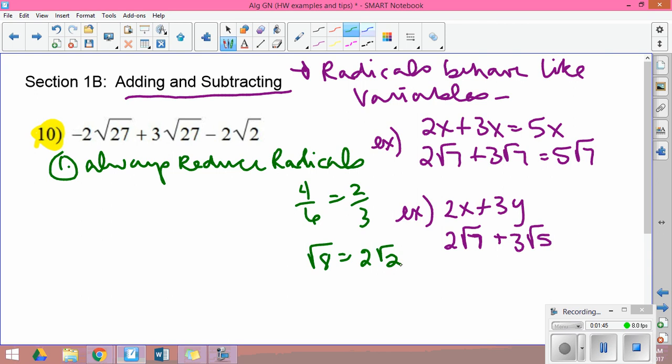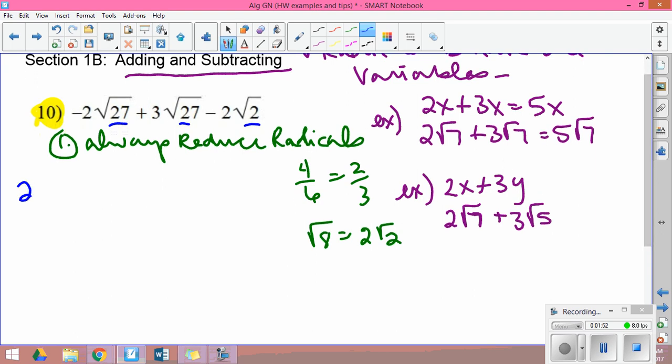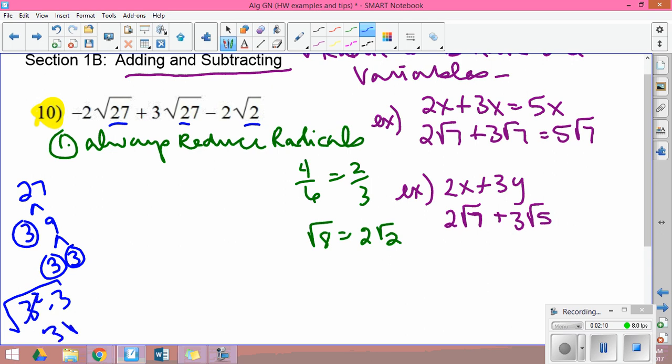So let's look at these. The square root of 27 can be reduced. The square root of 2 can't. So off to the side, I'm going to factor 27. And that is 3 times 9 and 3 times 3. So 27 is 3 squared times 3. That means this one's going to come out 3 square roots of 3. That's how that reduces. So this is going to become -2 times 3 square roots of 3.